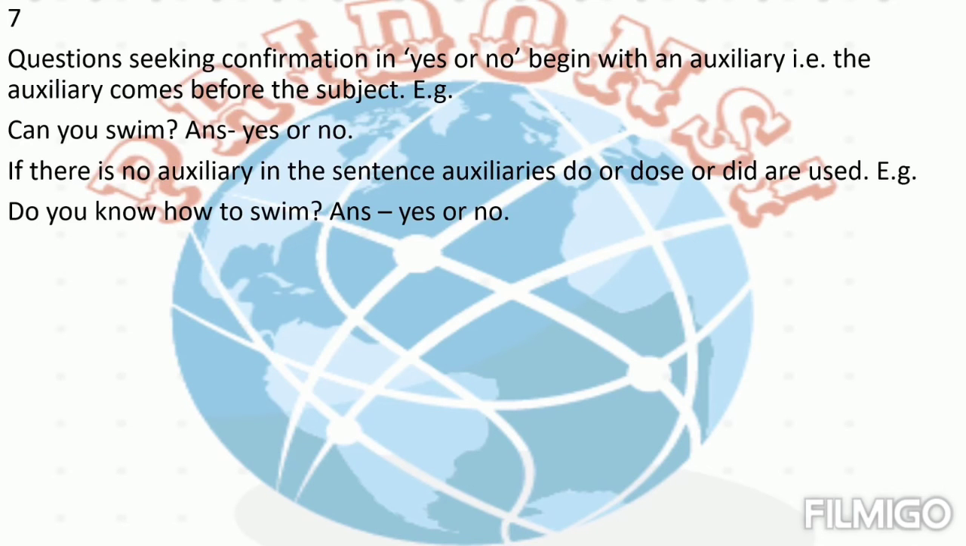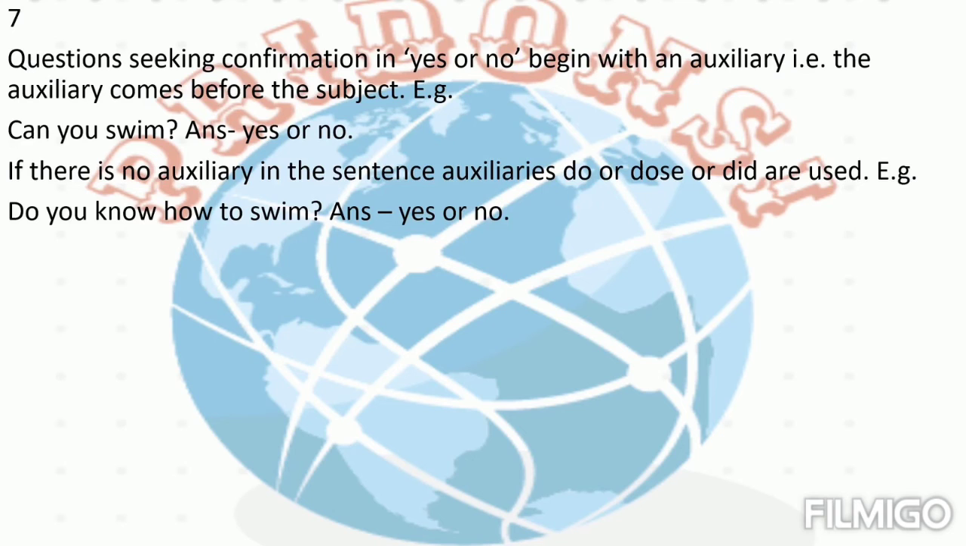Questions seeking confirmation in yes or no begin with an auxiliary. That is, the auxiliary comes before the subject. For example, can you swim? Answer, yes or no. If there is no auxiliary in the sentence, auxiliaries do, does, or did are used. For example, do you know how to swim? Answer, yes or no.